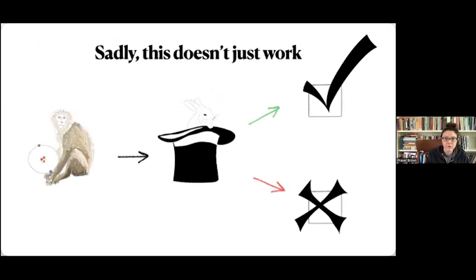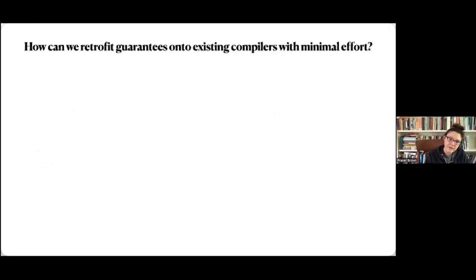That's pretty hard though, because the JIT is massive, millions of lines of code, and because correctness means different things in different pieces of the JIT. And correctness can be really, really hard to specify. So this is a problem we've been thinking about a lot with people from a bunch of different institutions. And we've been asking, how can we retrofit guarantees onto the existing JIT and other compilers with minimal effort?